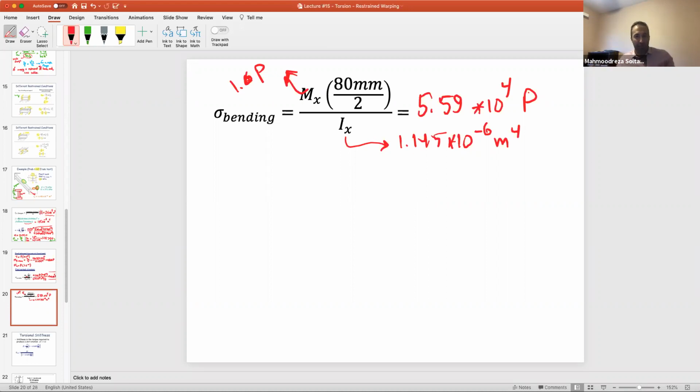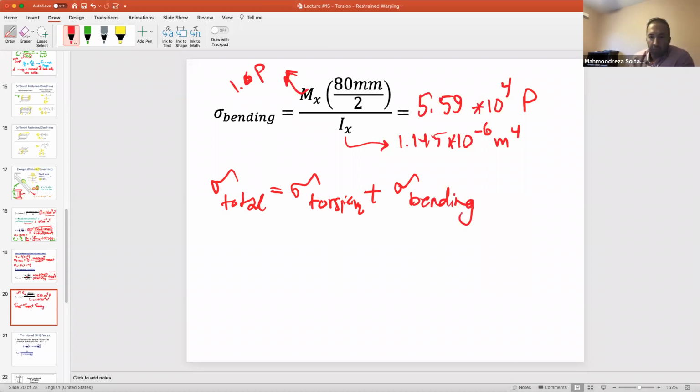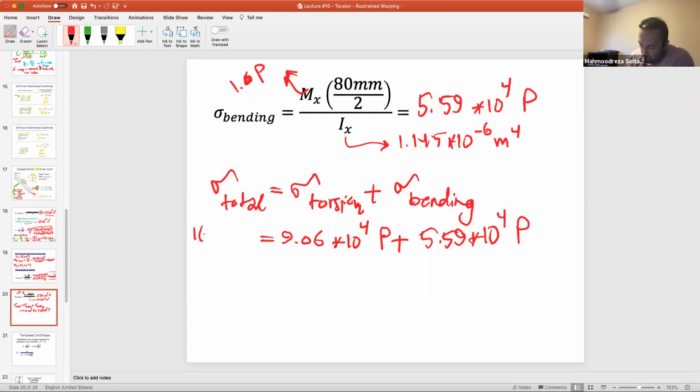So let's consider that worst case scenario by saying that let's look at the total normal stress to be the normal stress due to the torsion plus normal stress due to bending. Okay. So you will have 9.06 10 to the power of 4 P plus 5.59 10 to the power of 4 P. These are equal to your total allowed. The problem says 160 megapascal, right? So 160 10 to the power of 9.